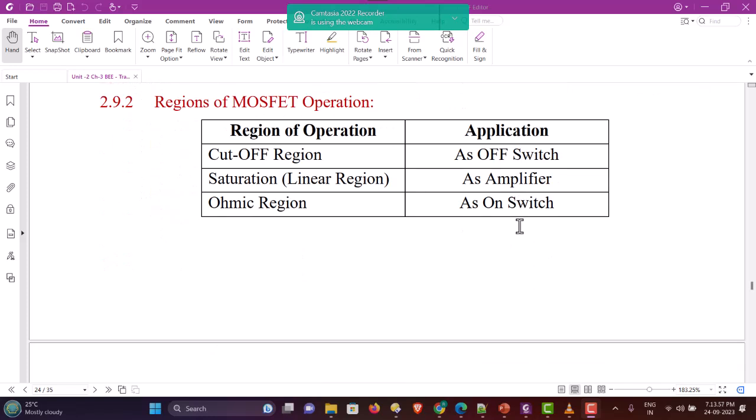The regions of operation of the MOSFET, from the application point of view, are listed here. Cutoff region: normally, the MOSFET is operated as an off switch. In the saturation region, that is the linear region, the MOSFET is operated as an amplifier in applications. And in the ohmic region, that is also called the on state region, the MOSFET works as an on switch. And these regions are shown in the graphical characteristics.